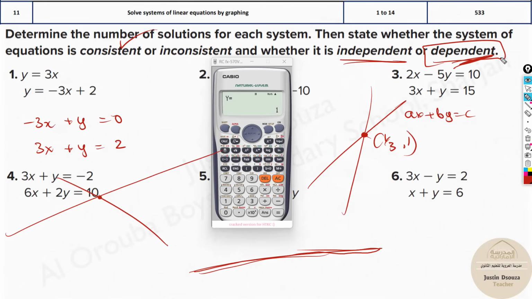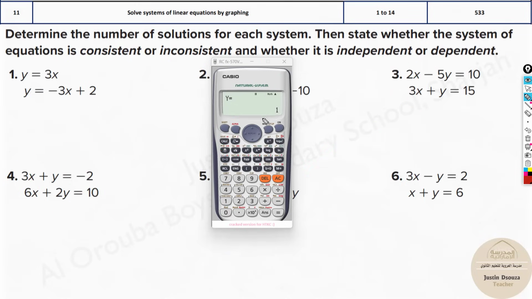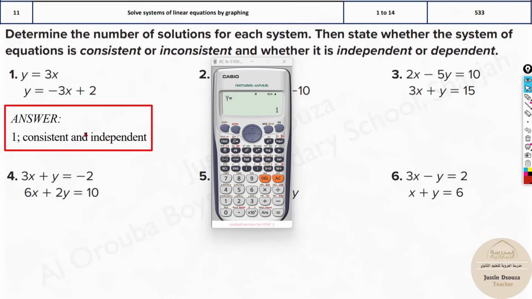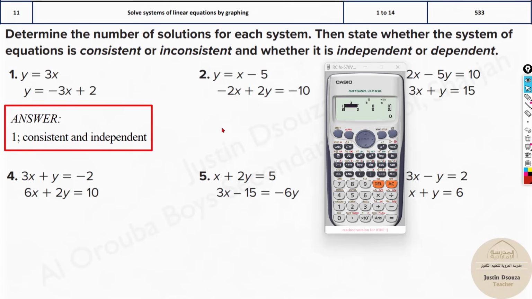If two lines are the same, they're dependent. If two lines touch at only one point and never again, then it's independent. If they don't touch at all, if they are two separate lines, then they are inconsistent. That is no solution. So whenever you get the answers, you directly tell it's consistent, independent. That's the answer over here. This is consistent, independent.